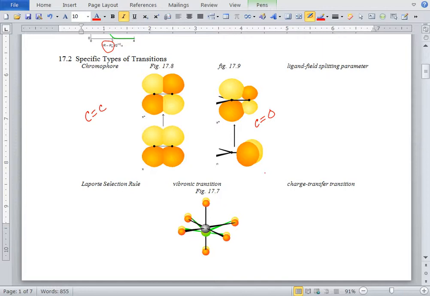The ligand field parameter, I didn't bring those in. I was in a meeting, I didn't have time.